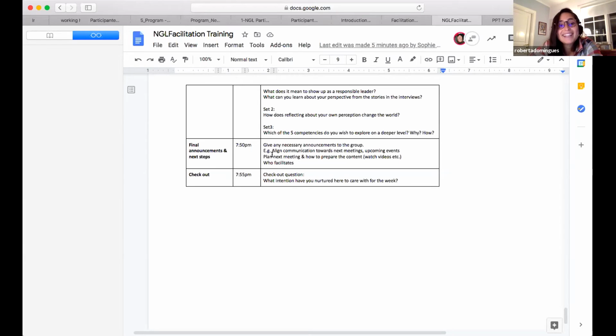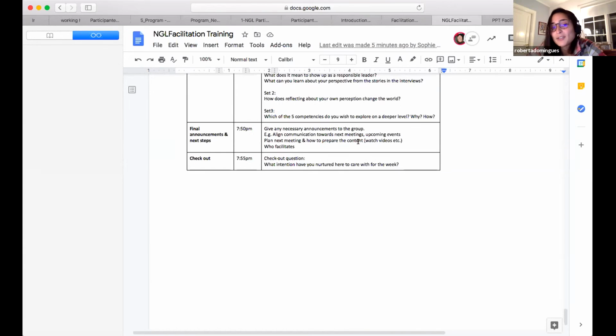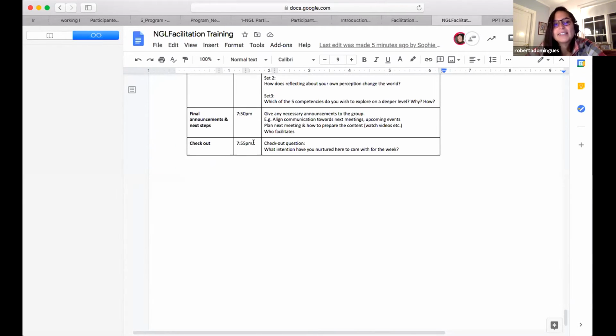And which of the 5 competencies, the CRAL: self-awareness, systems thinking, change and innovation, stakeholder relations, and ethics and values. Which of these 5 competencies do you wish to explore on a deeper level? Why and how? So many ideas for you to share in your local hub this week.